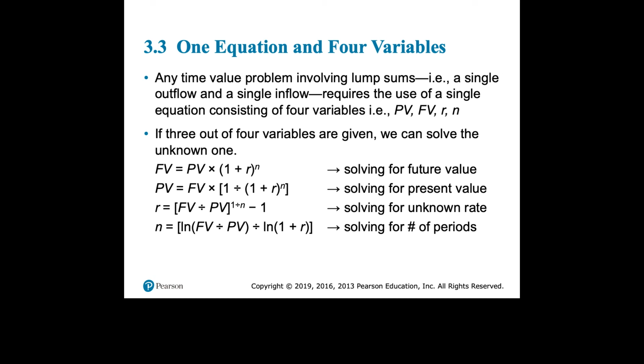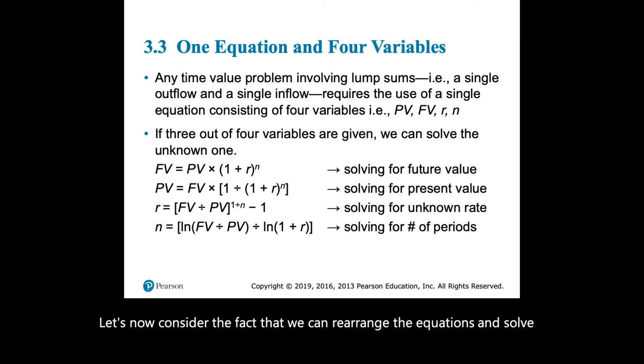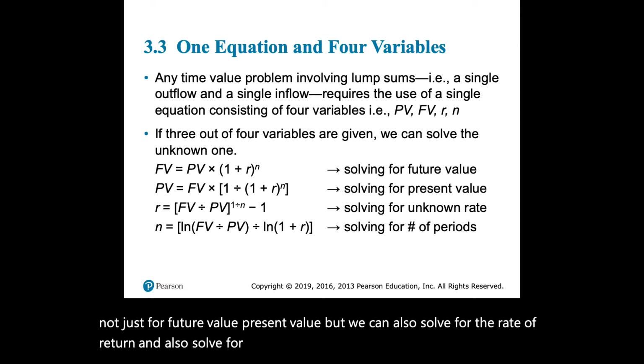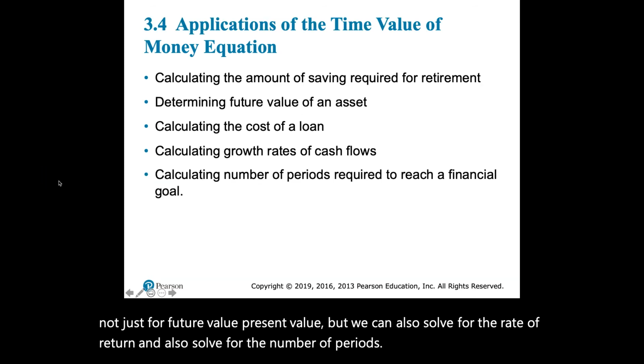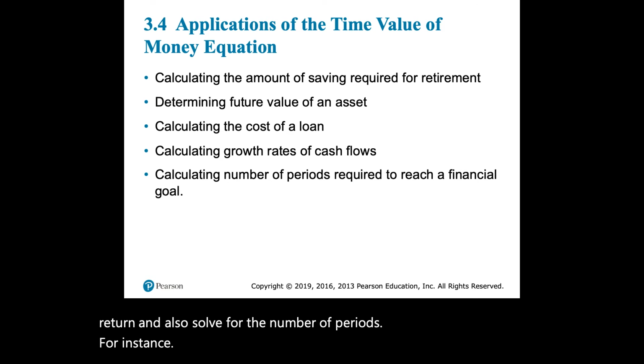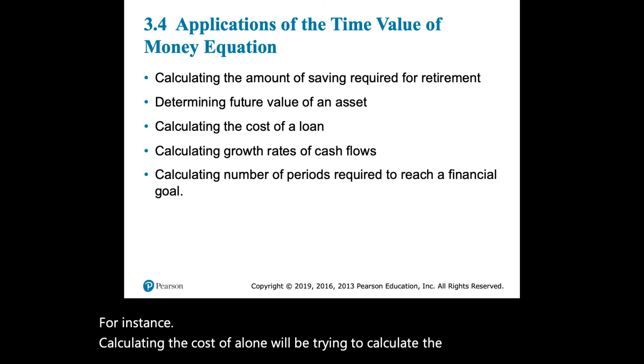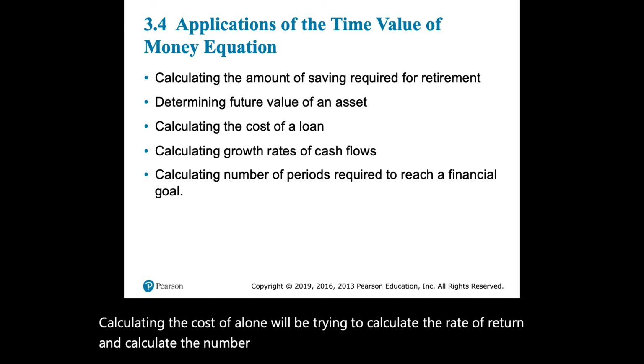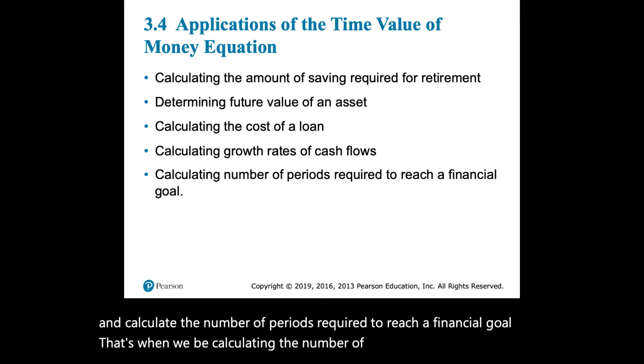Let's now consider the fact that we can rearrange the equations and solve not just for future value and present value, but we can also solve for the rate of return and also solve for the number of periods. For instance, calculating the cost of a loan, we'd be trying to calculate the rate of return, and calculating the number of periods required to reach a financial goal, that's when we'd be calculating the number of periods. So let's take a look at a couple examples.